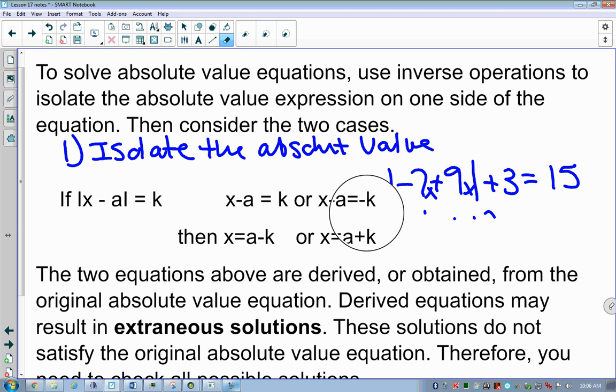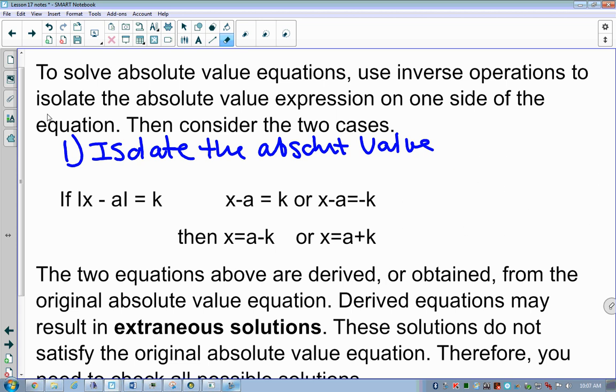Like I said, I just made that up off the top of my head, so I don't want you to get confused by the eccentricities of it. So here they give you a situation. If the absolute value of x minus a equals k, then x minus a does equal k, or, and I need to do this too, x minus a equals -k. So I need to set it equal to the opposite solution.